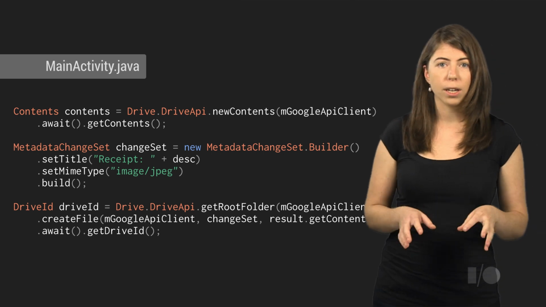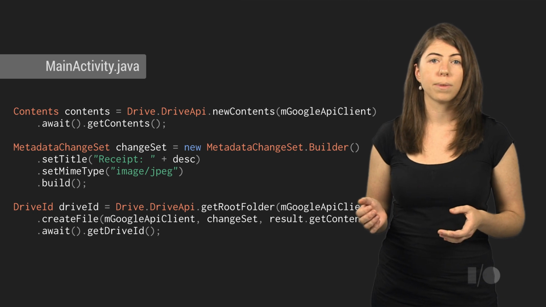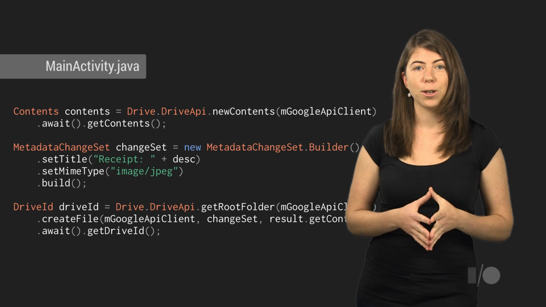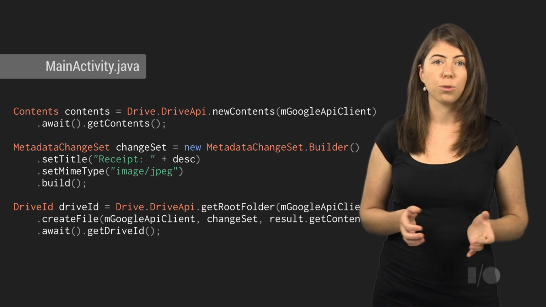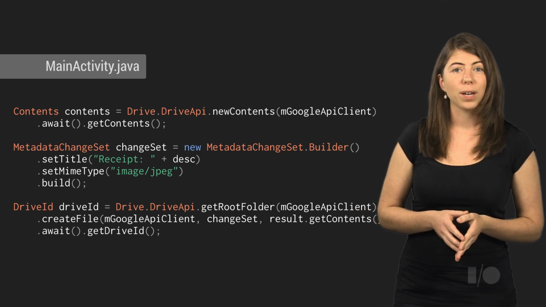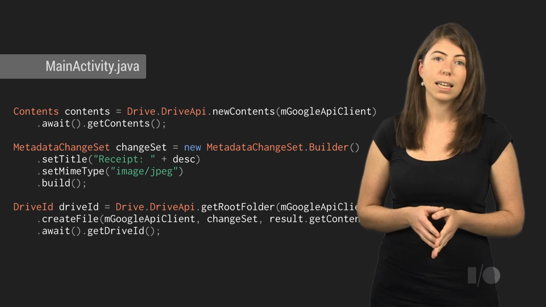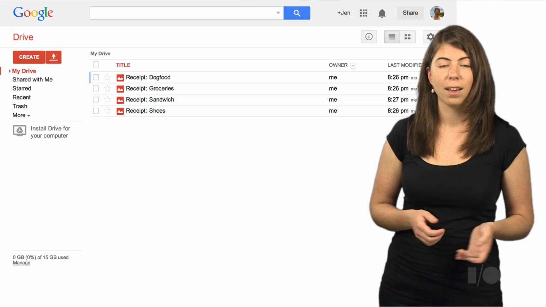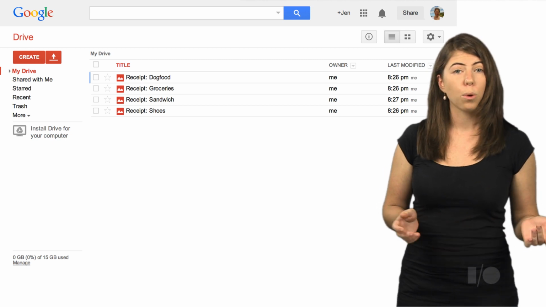To do this, we'll create a new file with the image bytes using the Drive API, which will sync the data up to the server. We need to write the receipt image to a contents object and create a new Drive file using this contents. For now, we'll just add all the receipts to the user's root folder, also called My Drive. To save the new file, we call create file on the folder where we want to insert the file and pass in the contents object containing the data. The create file call will return the Drive ID of the new file. Receipts will now get automatically uploaded to the user's Drive, allowing users to view and organize them in the Drive web UI.